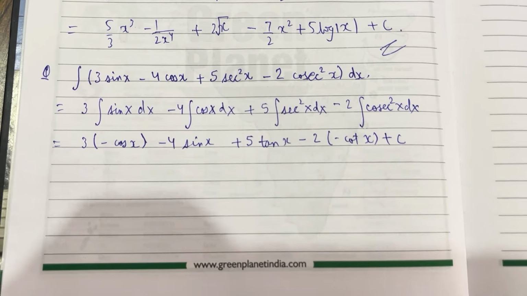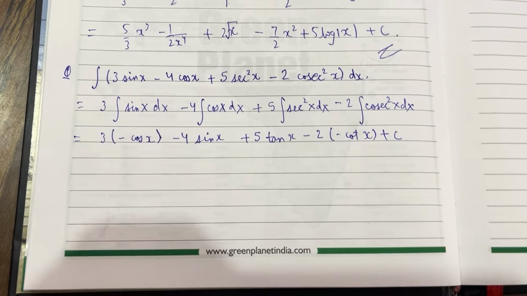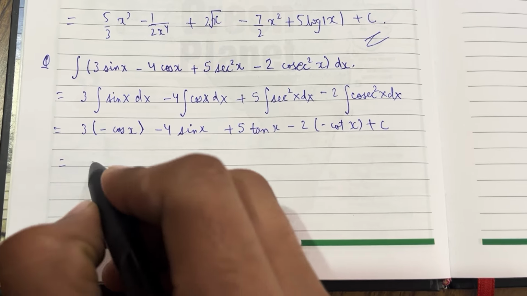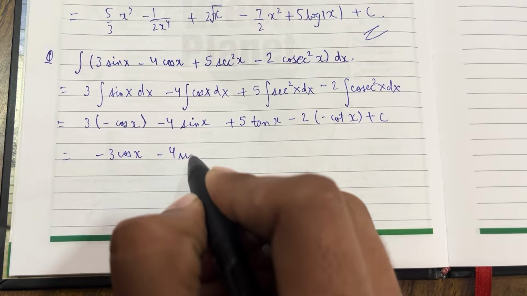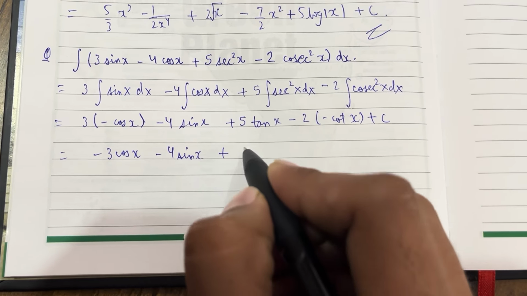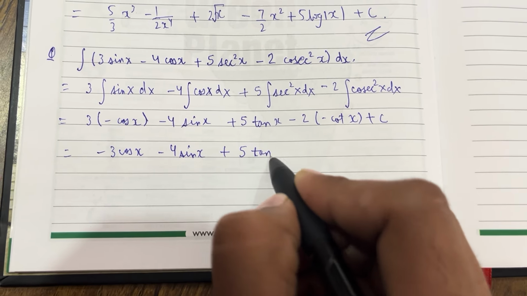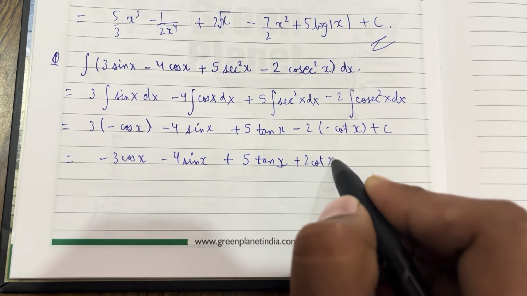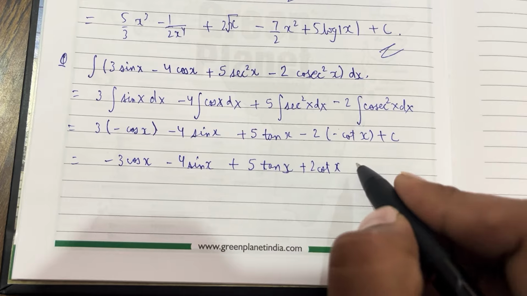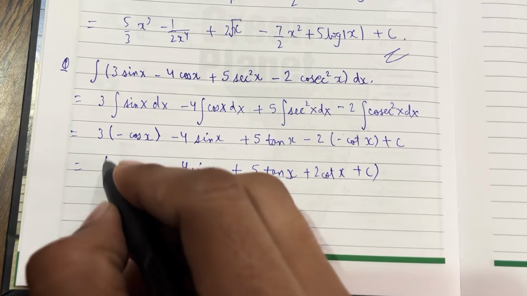After that we will just set it properly, then it's done. Okay, like this: minus 3 cos x minus 4 sin x plus 5 tan x, okay, minus minus plus 2 cot x, this minus and this minus make plus, plus c. This is our required answer.